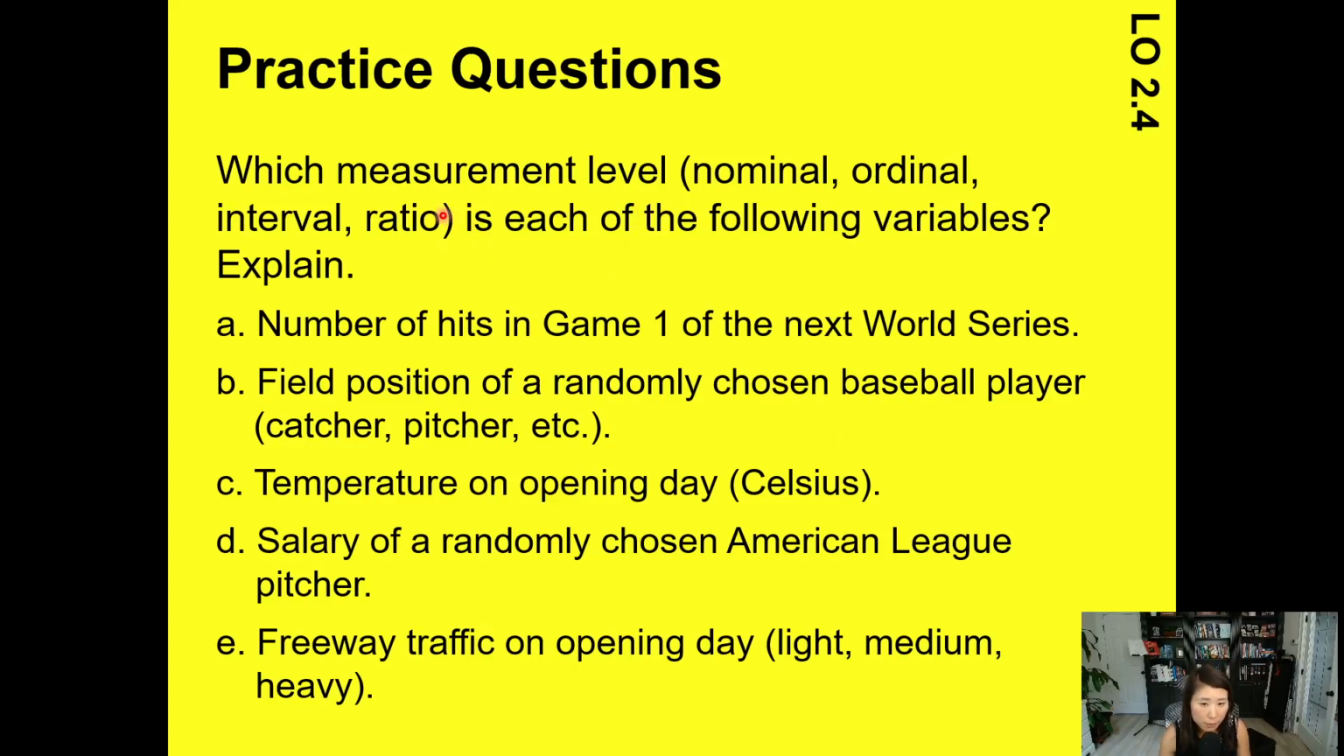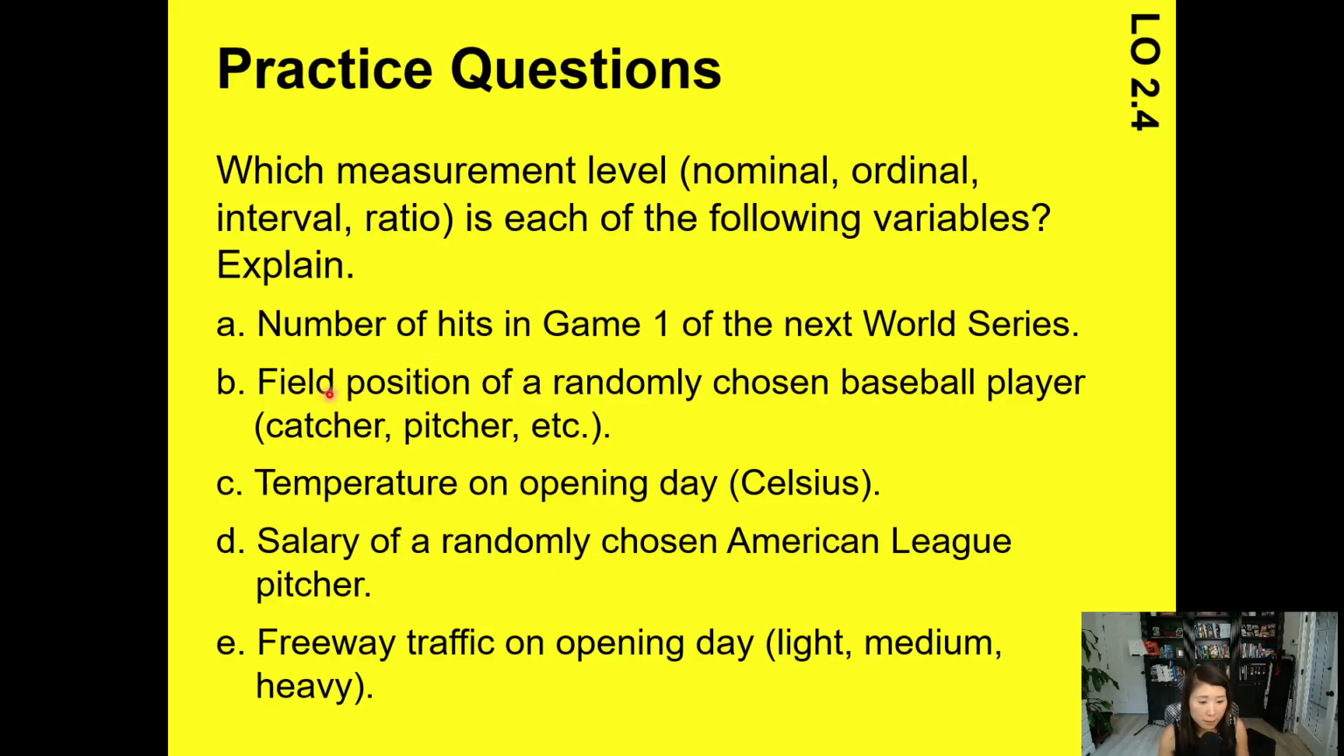Okay, which measurement level is each of the following variables? And explain it. A: number of hits in game 1 of the next World Series. As you think about the number of hits in a game, you can have 1, 2, 3, 4, 5, or 0, right? If you have 0, that means you don't have any hits. The hits don't exist. So it does have an absolute 0 in that sense. So the first one is the ratio scale of measurement.